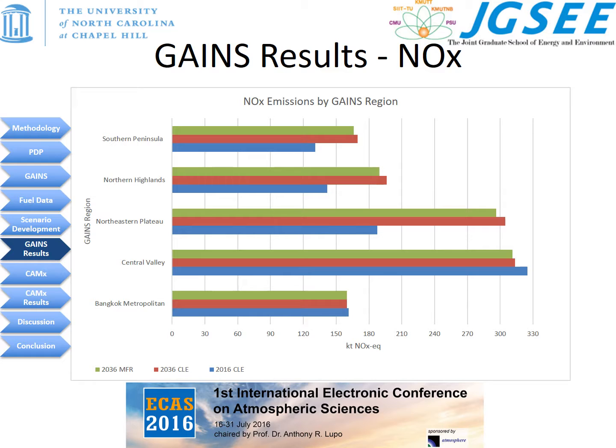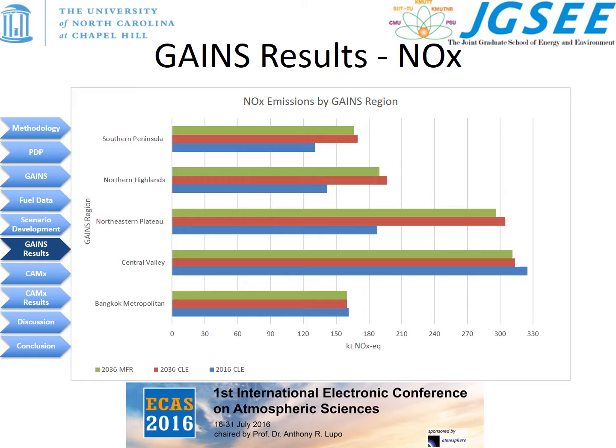Levels of nitrogen oxide increased by a factor of 1.2 between the 2016 CLE and 2036 CLE scenarios, going from a total of 947 kilotons per year to 1,144 kilotons per year. 3 of the 5 regions showed increased levels of nitrogen oxide emissions, with the BMR and Central Valley region showing a reduction.